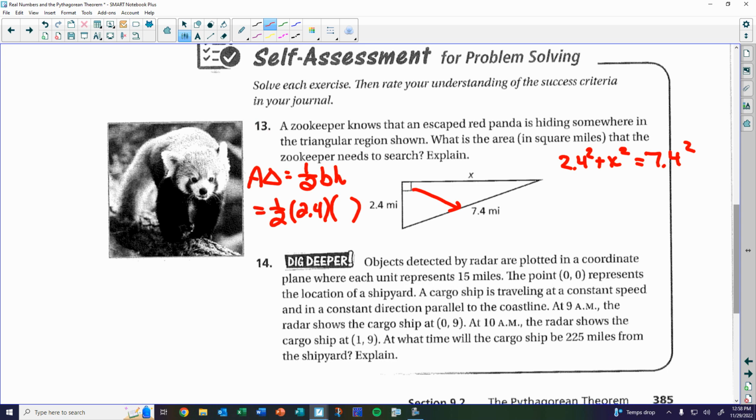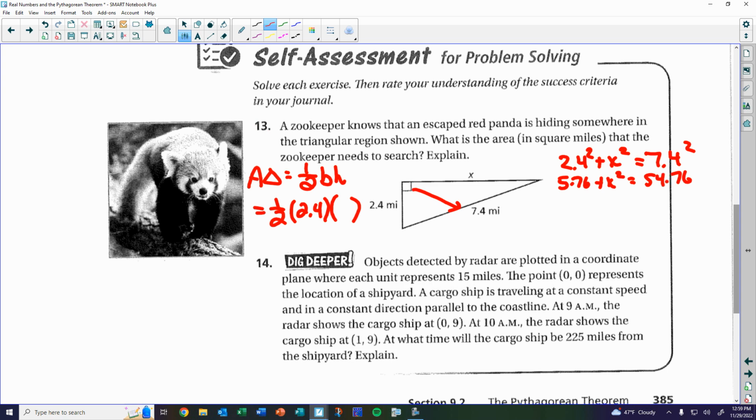So 2.4 squared is 5.76. And 7.4 squared is 54.76. So how can I get x squared all by itself?